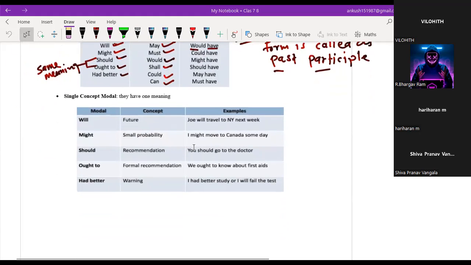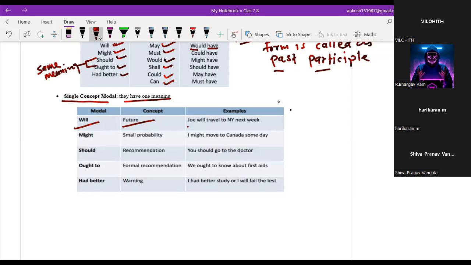Did you get it? So let us understand, first of all, the single concept modals, which have one meaning only. So will is used for what? Future concept. What is the example? I will travel. I will be going to the market tomorrow. I did not ask you to write the future continuous tense. Where is it written be? Is it written be there? So why are you adding from your side? Joe will travel, only will.